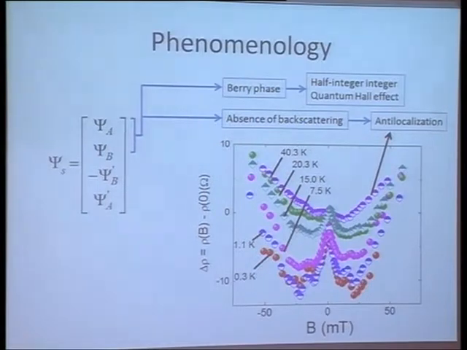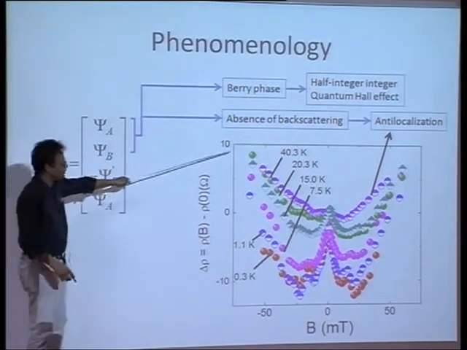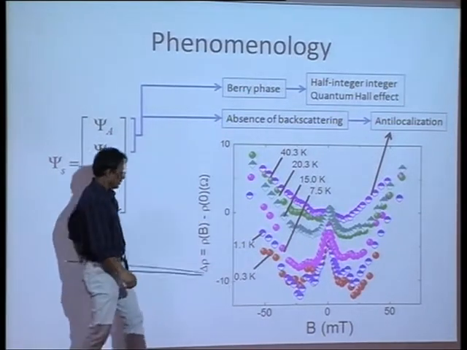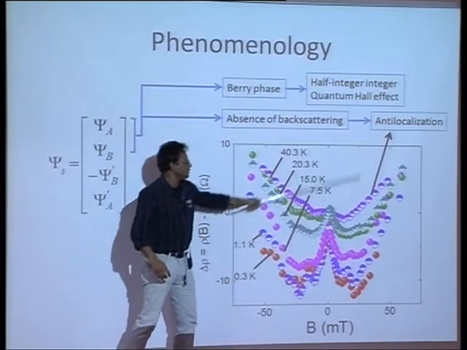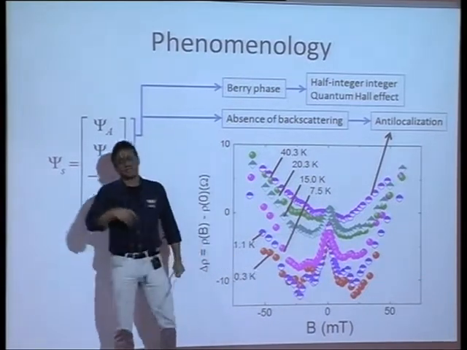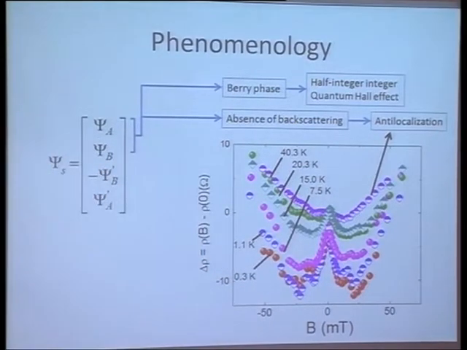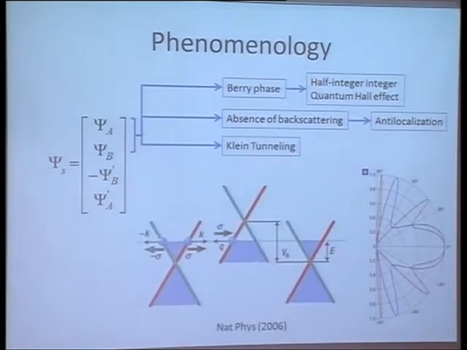If you are in one particular valley, then you can actually show, because of the Berry's phase, the probability of backscattering is suppressed, and that leads to weak anti-localization. This also has been observed. You can see, at higher temperature, the graphene resistivity essentially increases with increasing magnetic field rather than negative magnetoresistance. This is something which we will go into in much more detail in our talk today.